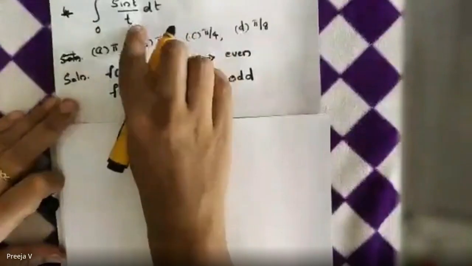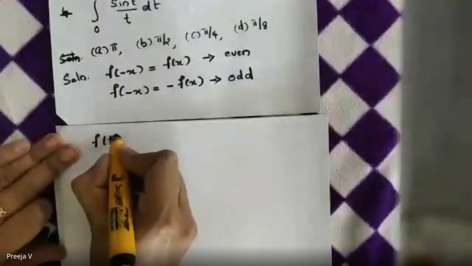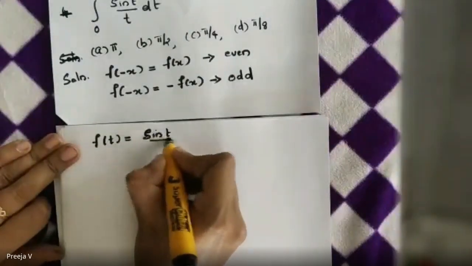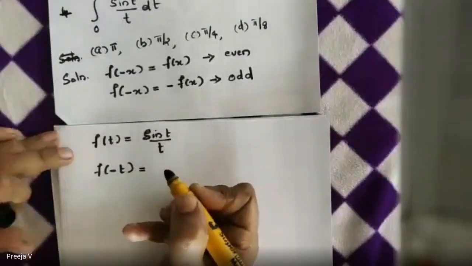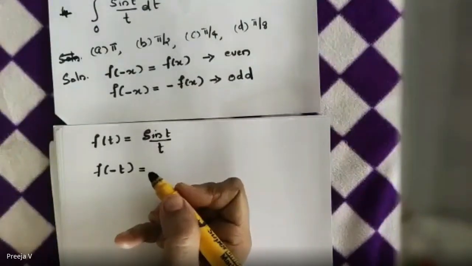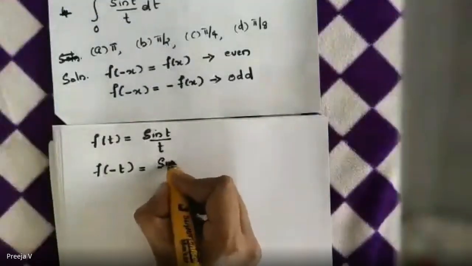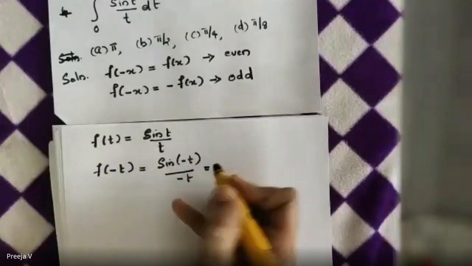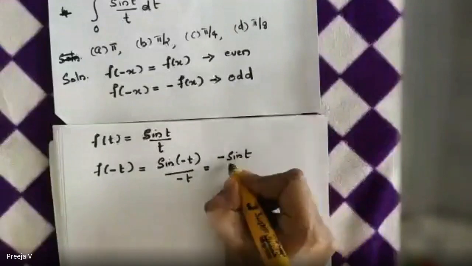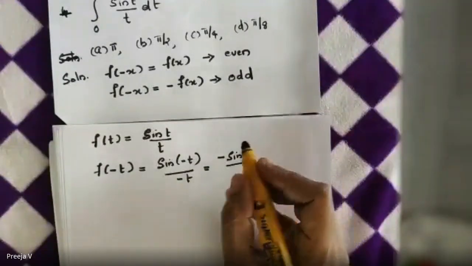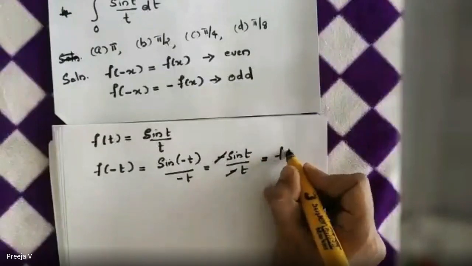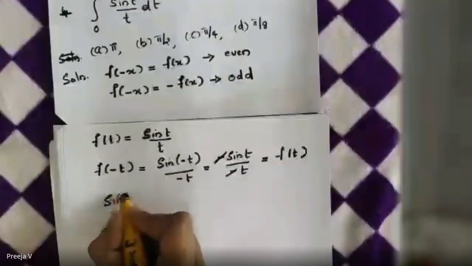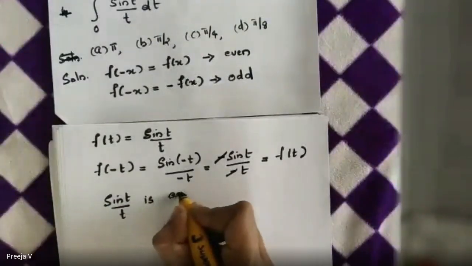Here, instead of f of x, the function is in t, so let us write f of t. Here f of t is equal to sin t by t. Then what is f of minus t? It is sin of minus t by minus t. Sin of minus theta is minus sin theta, so sin of minus t is minus sin t by minus t. Minus and minus get cancelled, so we get sin t by t, again f of t. So here sin t by t is an even function.